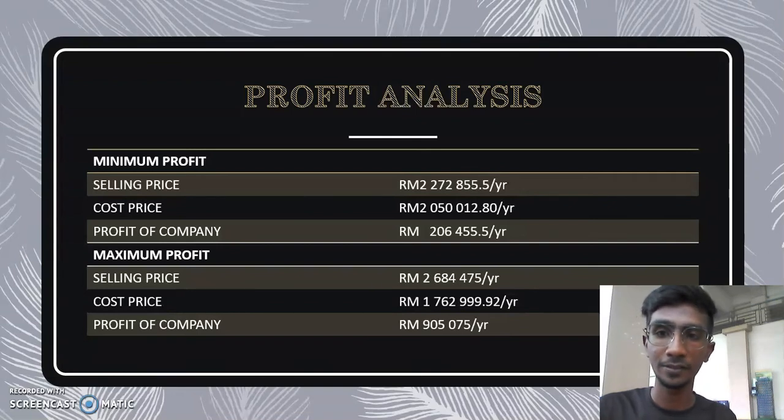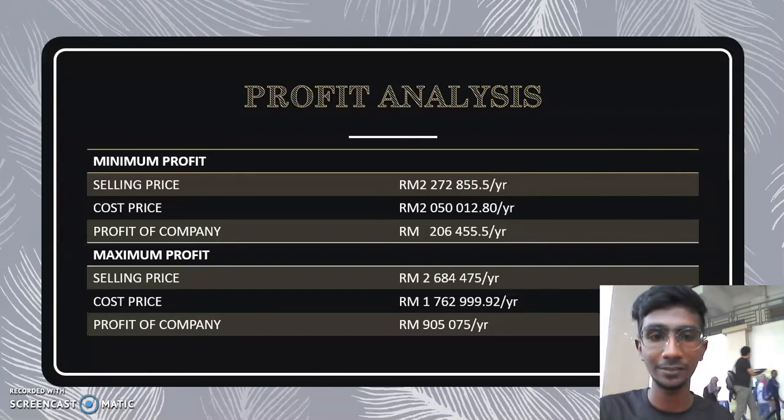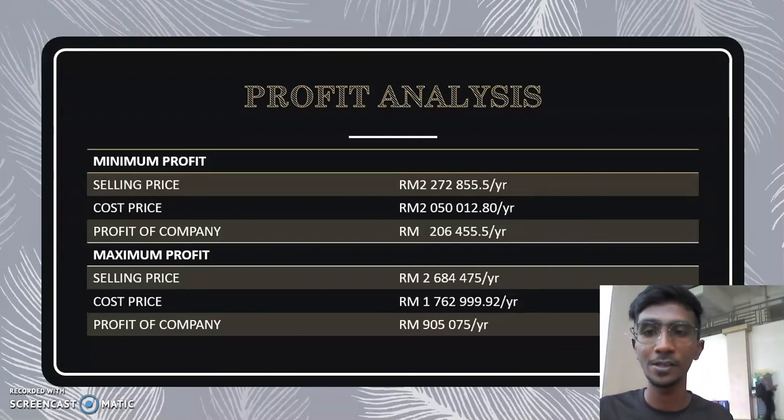To obtain the maximum profit, we sell ethylene at the highest rate, which is 2,684,475 ringgit Malaysia per year, and then buy methanol at the lowest rate, which is 1,760,629.92 ringgit Malaysia per year. So the profit of the company will be at the maximum, which is 905,075 ringgit Malaysia per year.